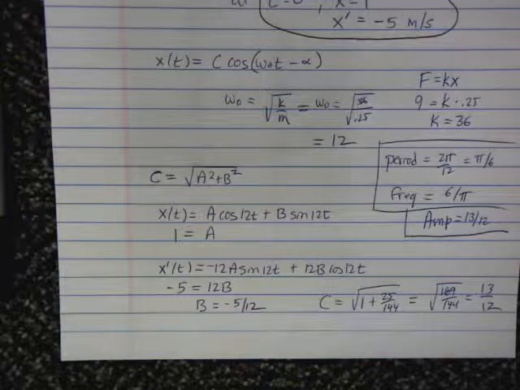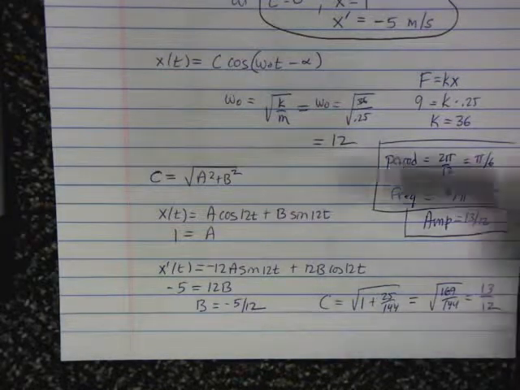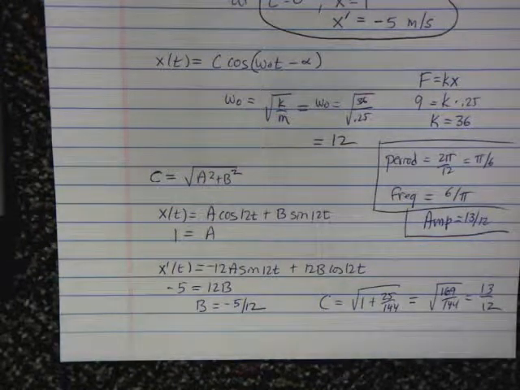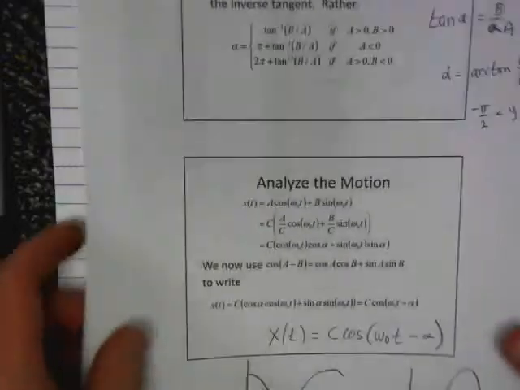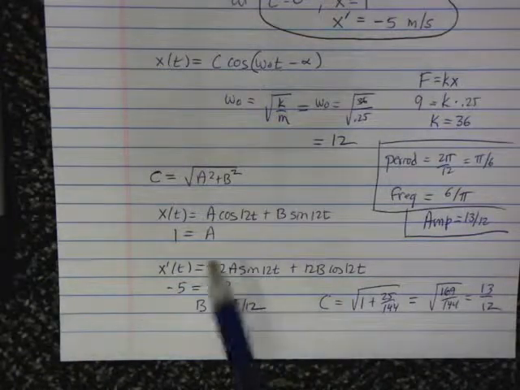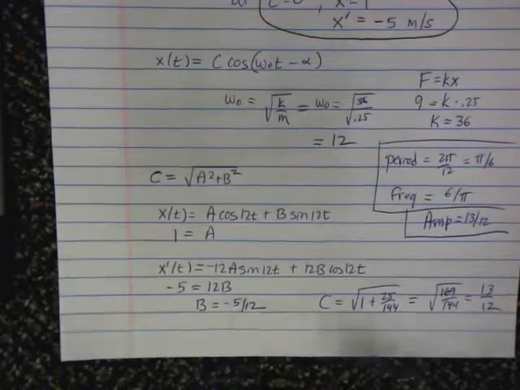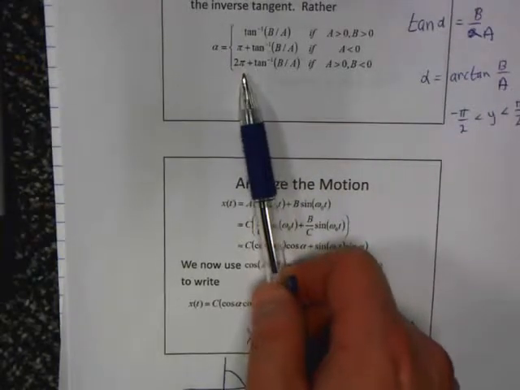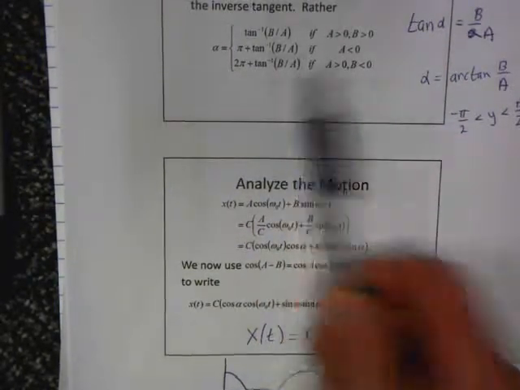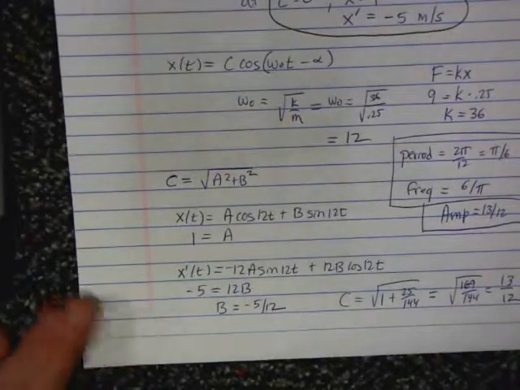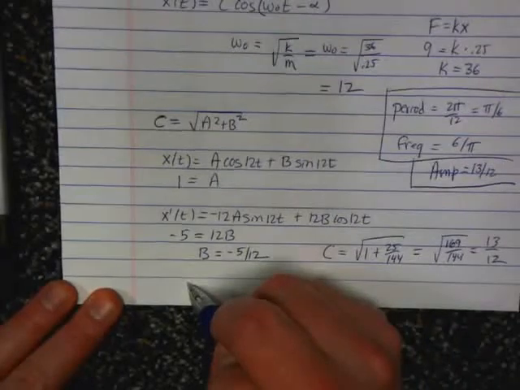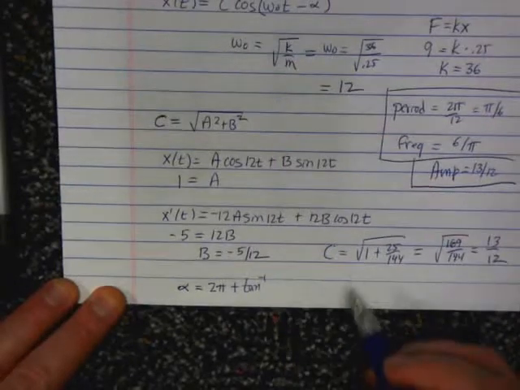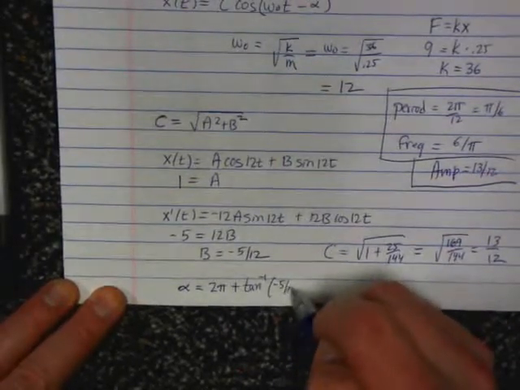Almost done. What's the last thing I have to do? I have to find alpha. So we need to go back and remember how alpha worked. There was my sheet. Here it is. In our case, A is a positive number, A is 1, but B is a negative number. When A is positive and B is negative, alpha is 2 pi plus the arc tangent of B over A. So I'm running out of room here. Alpha is 2 pi plus the arc tangent of negative 5/12 over 1.